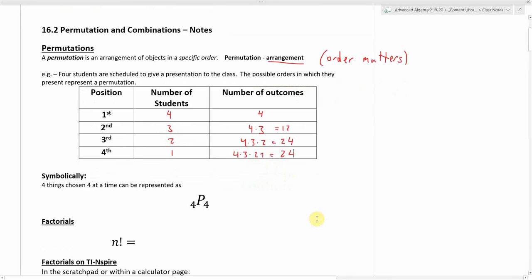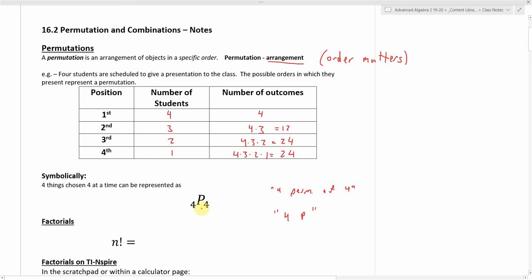Okay. So symbolically, we'll talk about permutations with this big letter P. We have 4 things, and we're going to choose 4 of them. We'll say 4 permutations of 4, or 4P4. So you could say 4 permutations of 4, or 4P4 is a perfectly good way to read that. It means we had 4 objects, and we chose 4 of them in a particular order.